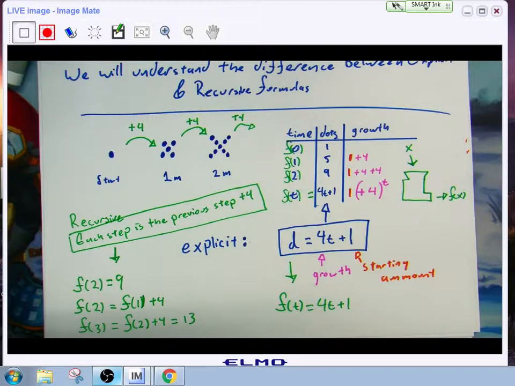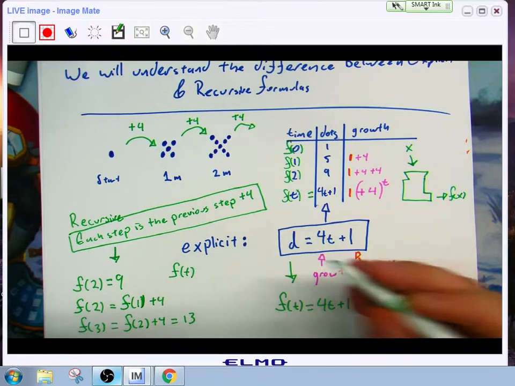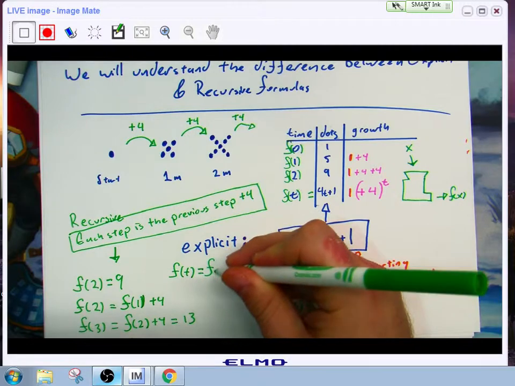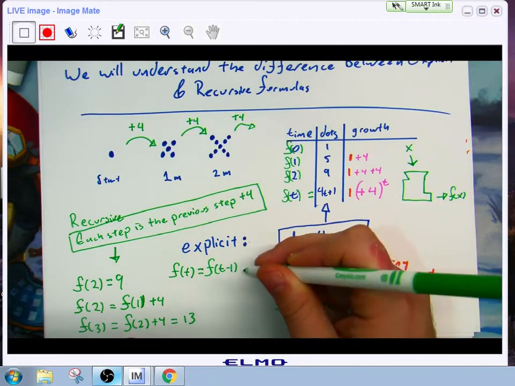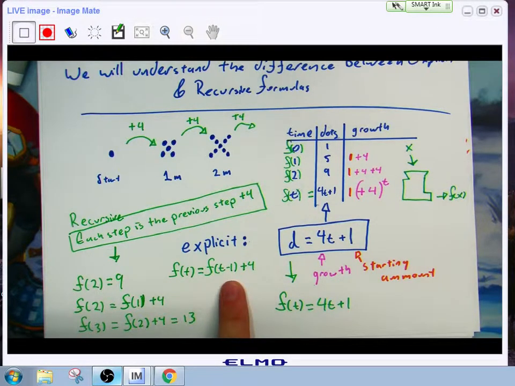But here's the thing. We can extrapolate that into a general statement. So I could say that f of t is going to equal f of t minus 1 plus 4. And so what am I saying there? What does that f of t minus 1 mean? What do I mean when I write f of t minus 1? It's not necessarily the start with the 1. That's not why I have that minus 1 there. That's a good guess, though.